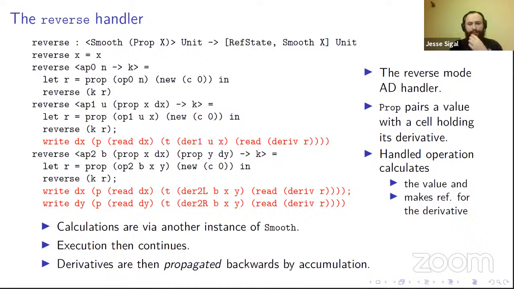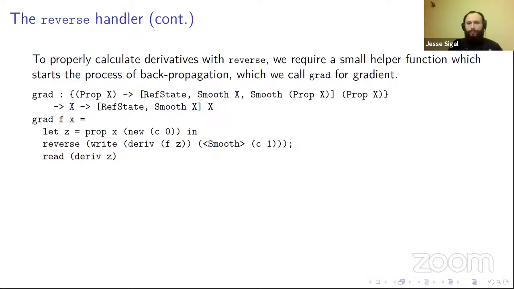And so we can see here, I say propagated backwards by accumulation is because these dx's and dy's are actually references to stateful cells. And what we're going to do is we're going to write to them and we're going to accumulate them with these pluses. So what we're really doing here, even though it's a little bit hard to visually parse, is we're taking a stateful cell and we're adding something to it as we go. So we need a little bit of help to set everything up to make sure it works. And this is sort of similar to the handler that we just saw.